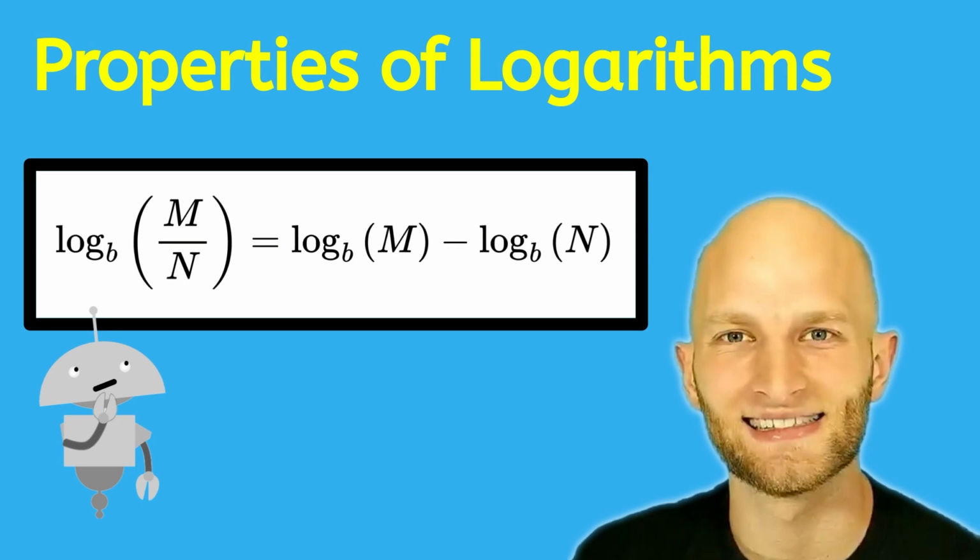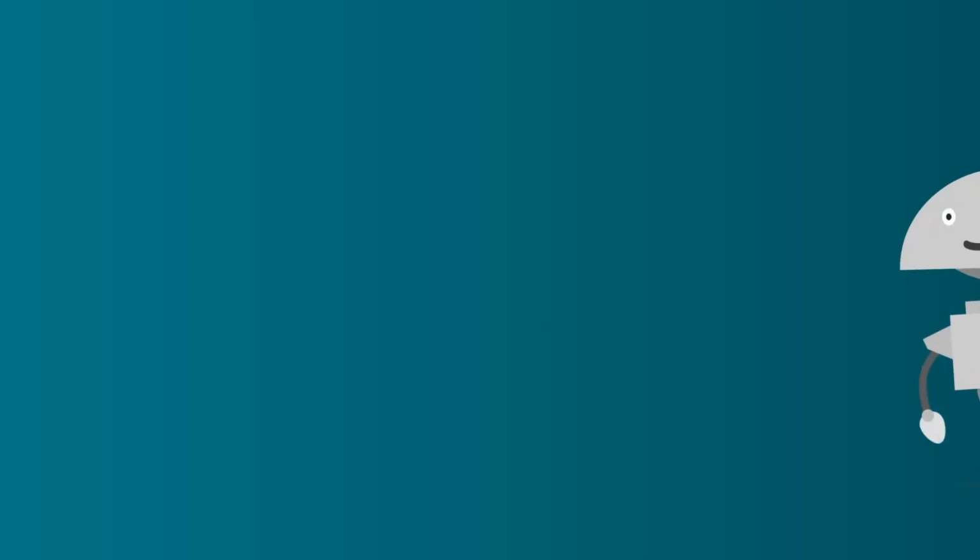Today we're going to learn the properties of logarithms, which will feel a little bit like the properties of exponents. So today's rules are the product rule, the quotient rule, and the power rule. Here we go.